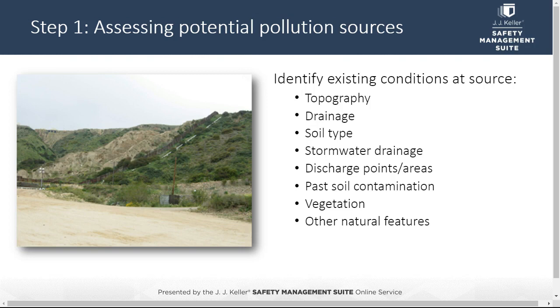Now, you should document how stormwater currently drains from the site, the location of discharge points, the topographic features, and the slope throughout the site. Identify soil types, specifically noting any highly erodible soils. Indicate in your notes any areas with past soil contamination. And finally, identify vegetation and other natural features that are at the site. So this can be things including trees, streams, wetlands, slopes, and other natural features that will need to be protected.